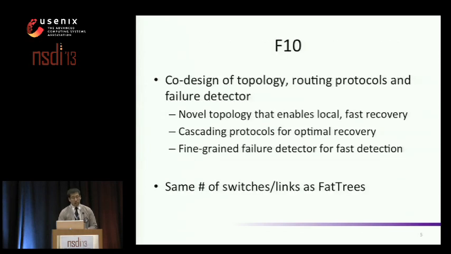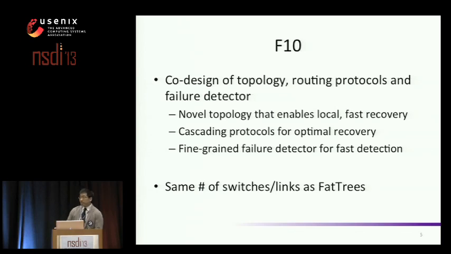Our approach in F10 is to co-design the topology, routing protocols, and failure detector to improve failover in all 3 of the phases I just mentioned, namely detection, restoration of connectivity, and post-restoration. In particular, we introduce a novel topology that enables immediate recovery at the point of the failure. We also introduce a cascading set of protocols that allows us to both recover immediately and restore global load balancing. And finally, we introduce a fine-grained failure detector that gives us fast and accurate failure detection.